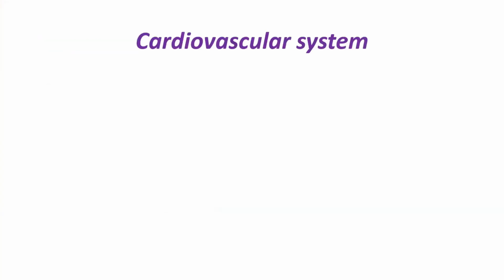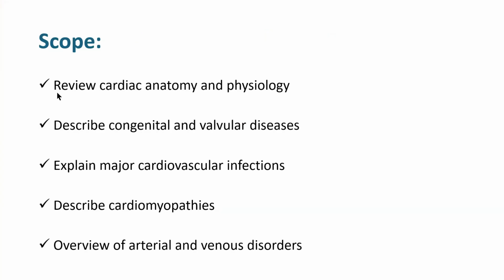So what are we going to review today? You're going to review cardiac anatomy and physiology, that is the normal functioning of the heart, the various parts of the heart and how it works. We're also going to review congenital and valvular diseases. Congenital are birth malformations. Valvular diseases are diseases that affect the valves of the heart. Maybe you heard about tricuspid, bicuspid valves. Those are the valves, and we will look at the diseases that affect them.